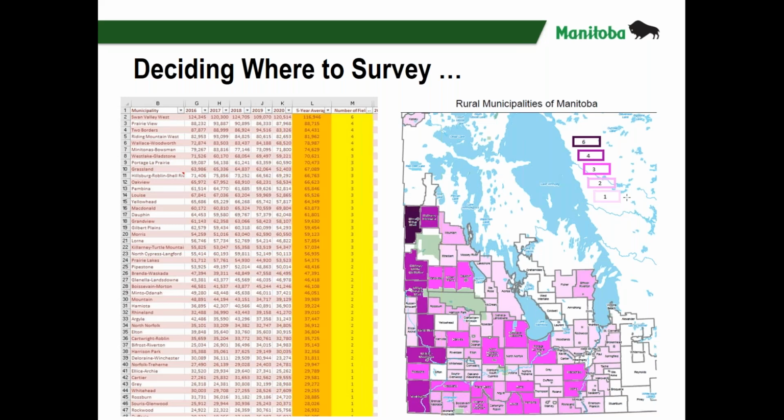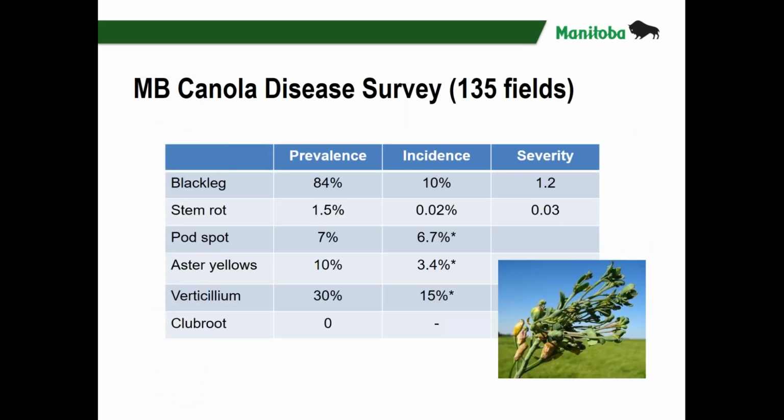How do we decide where to emphasize our survey efforts? Well, we look at the production over the last 5 years, and that gives us an indication of how intense the rotation is. And we will look at more fields per RM when the rotation is extremely tight. And you see that quite a bit along the west side of the province, and particularly in the northwest. These are survey results from last year, 2021, but it's to show you the general trend of the diseases that we have seen.